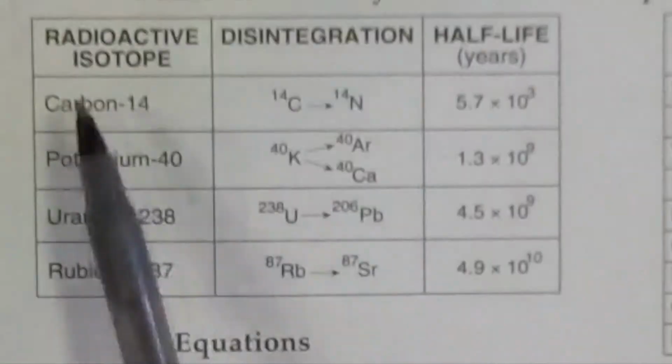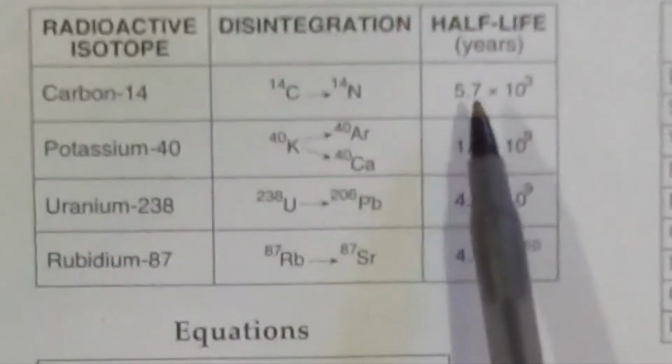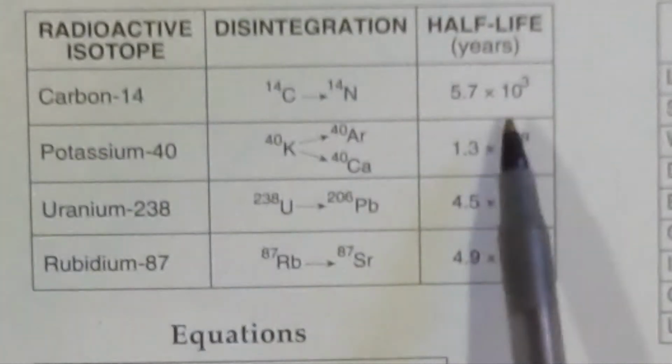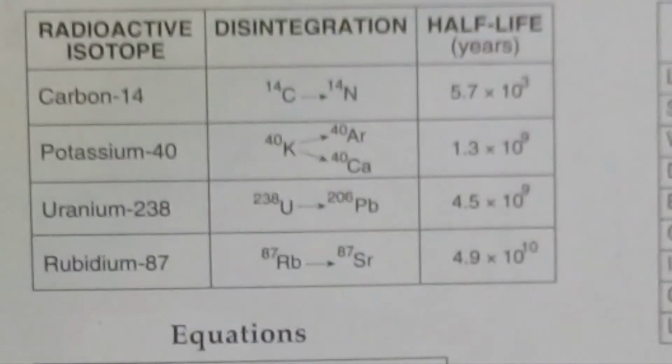For example, carbon-14 has a half-life of 5,700 years. If I had 1,000 grams of carbon-14, at the end of 5,700 years, only 500 grams will remain radioactive. That's why it's called a half-life, the number of years it takes for the sample of isotopes to become half. Potassium-40 has a half-life of 1.3 billion years.